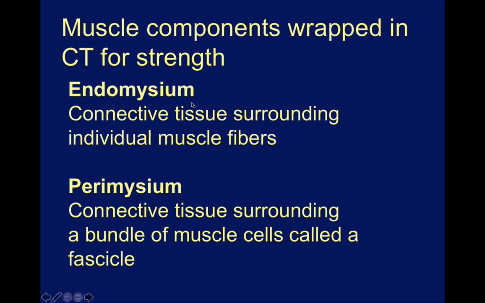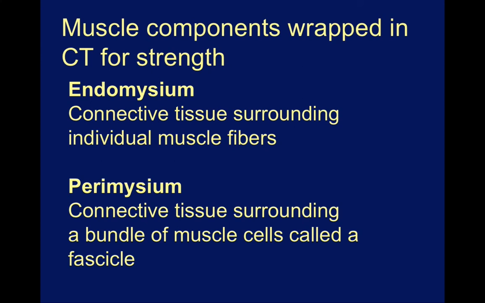So the endomysium is a special layer of connective tissue that wraps around every single individual muscle fiber. Every single muscle fiber will have its own individual layer of endomysium wrapping around it. And as muscles are made up of many different muscle fibers, we'll take lots of those individual muscle fibers that are wrapped in endomysium and stick them all together.